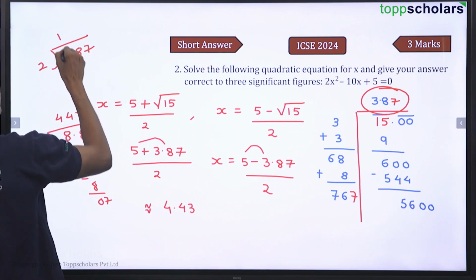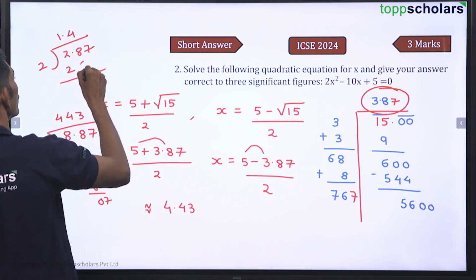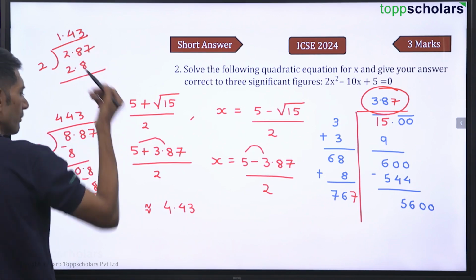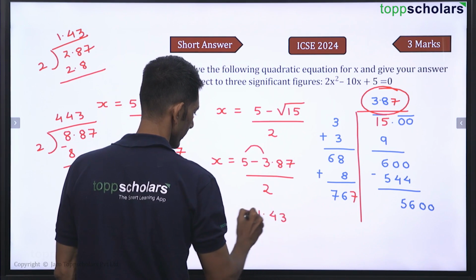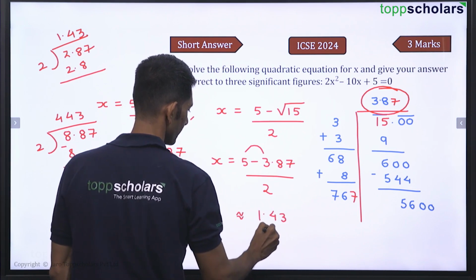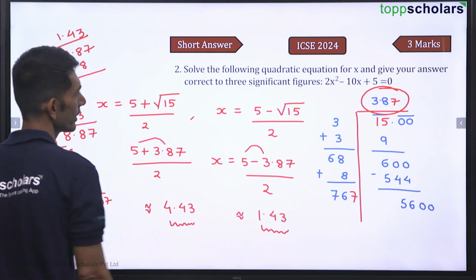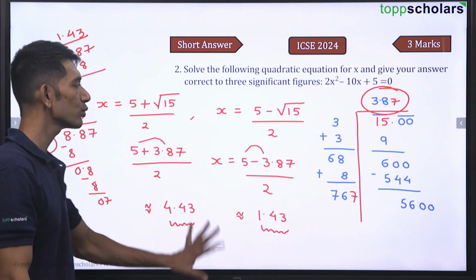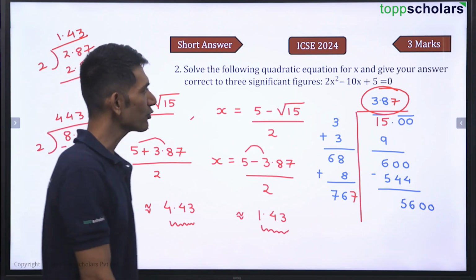divided by 2, right? So 2 ones are 2, 1.4 because this is 28, and 1.43 you can say. So you have 4.43 and 1.43 as the final answer up to 2 decimal places. I hope this part is clear to all of you. So I hope you enjoyed this session with me.